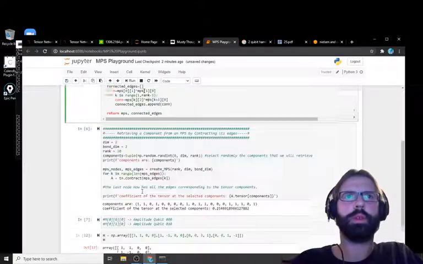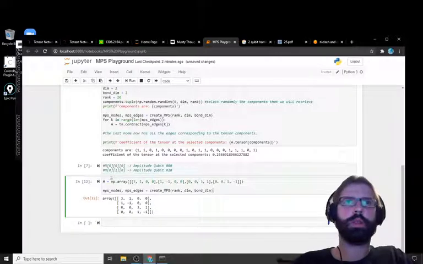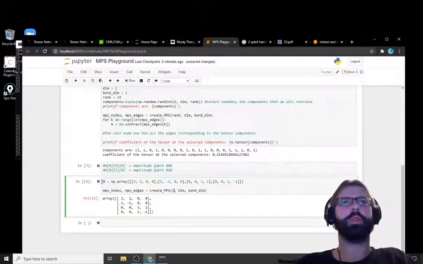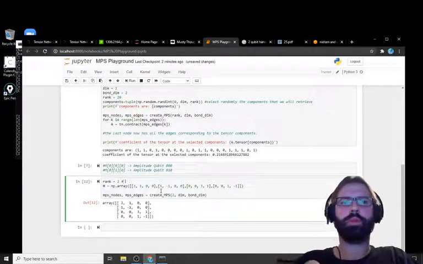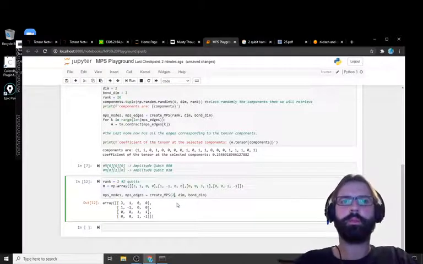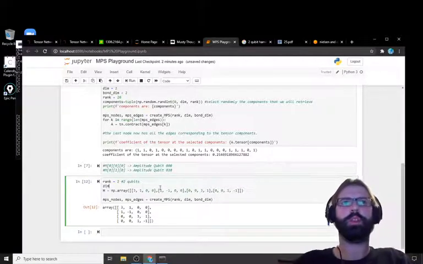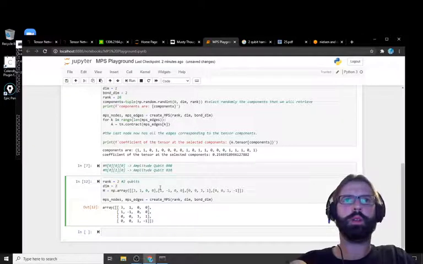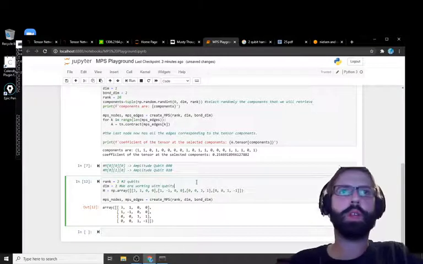So let's say I want to build an MPS of rank... So we have 2 qubits, right? Rank equals 2 qubits. So dim is the dimensions, right? So this is 2 as well. We're working with qubits. What is the bond dimension? I don't know.